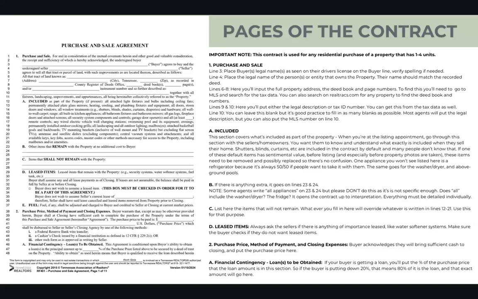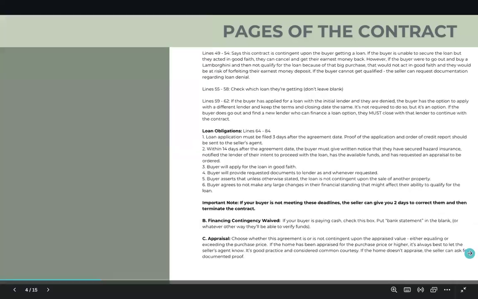Purchase price, method of payment, and closing expenses. The buyer acknowledges they will bring sufficient cash to the closing and put the purchase price here. Financial contingency loan. So if the buyer is putting down 20%, that means 80% of it is the loan, and that exact amount is going to go here.